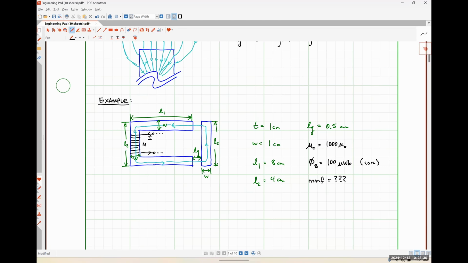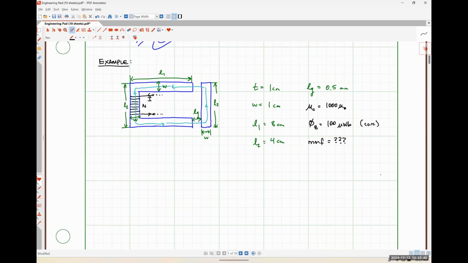I'm going to treat this effectively as if it were two reluctances connected in series. Actually, before we even do that, let's remember our relationships. MMF is equal to flux times reluctance. That's our Ohm's law for magnetic circuits. We're trying to find MMF. We're given a flux, so we just need to figure out what the equivalent reluctance of this magnetic circuit is in order to find the MMF that would be needed to sustain it.